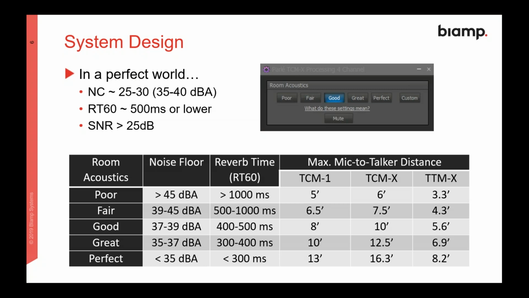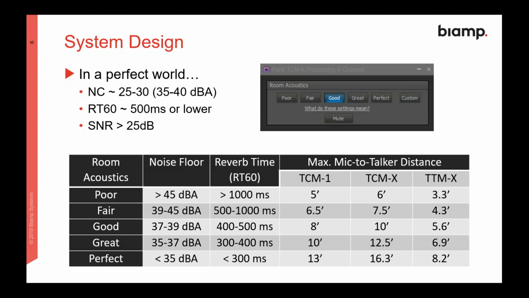So if you've looked at our calculator, which I hope all of you have at some point in time on support.biamp.com, you've probably noticed there are some acoustic settings, and we've defined a range of noise floor levels and RT60 times to go with what we consider poor, fair, good, great, and perfect acoustic settings. So again, a perfect room, less than 35 dBA. A really, really, really bad room, what we say poor here, is going to be greater than 45 dBA, or a very long RT60 time in there as well.